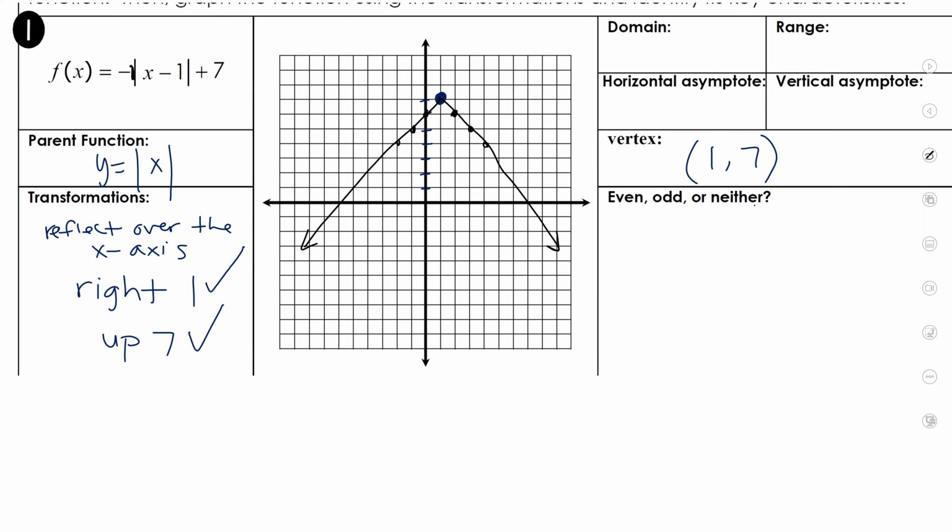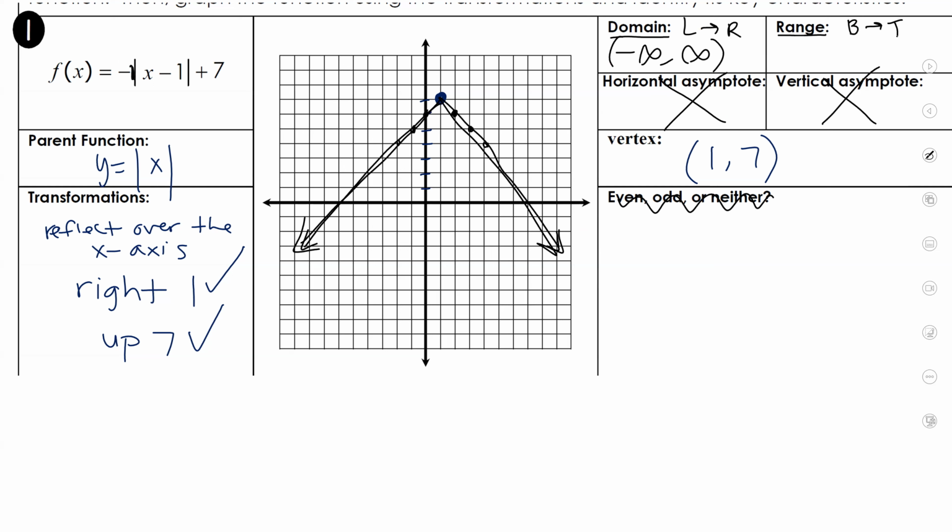We're not going to talk about odd or even just yet. We will learn that a few days from now. Okay, so just skip that part. Of course, I do not have any horizontal or vertical asymptotes, not with absolute value graphs. Okay, now my domain, I'm going forever to the left, so -infinity, and forever to the right, so positive infinity. When you're reading the domain, you always read from the left side to the right side. For the range, you look at the bottom of the graph to the top of the graph.